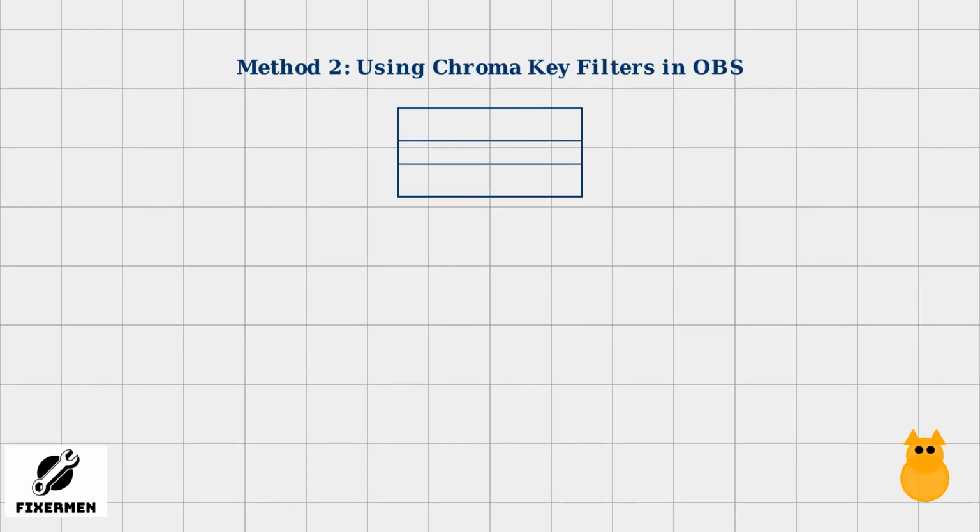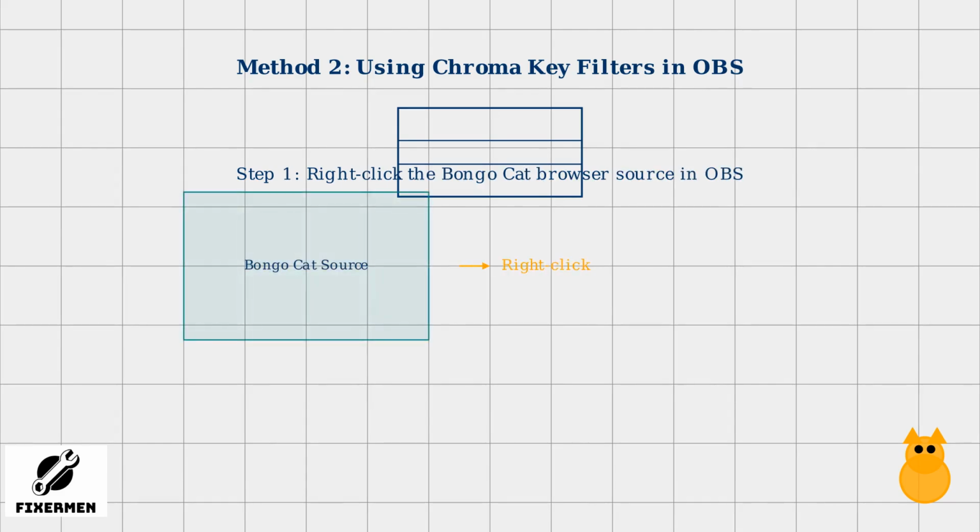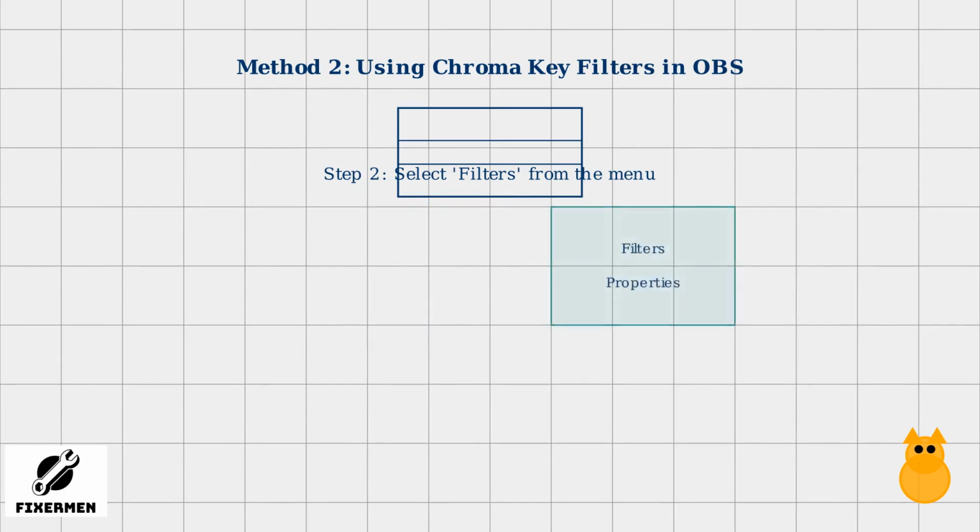When the Bongo Cat background appears as a solid color like white, you can use OBS's chroma key filter to remove it. This method works by identifying and eliminating pixels that match the background color. First, locate your Bongo Cat browser source in the OBS Sources panel and right-click on it to open the context menu. From the context menu, select Filters to open the Filters window where you can add effects to the source.